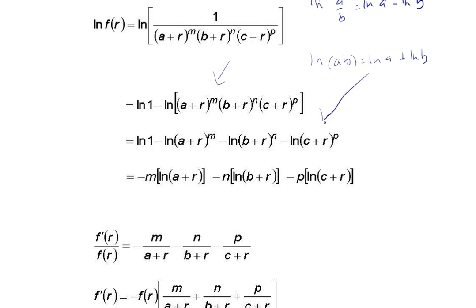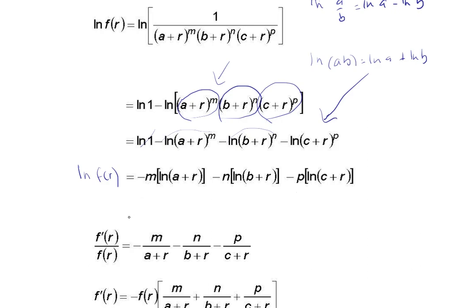Since this is a multiplication of 3 terms, we apply the properties and multiply with the negative here, so we get log 1 minus log (a plus r), minus this and minus this. Since log 1 is equal to 0, and powers we can bring to the front, we get negative m, bring n to the front, bring p to the front. This is what we get: log f(r), ln f(r).